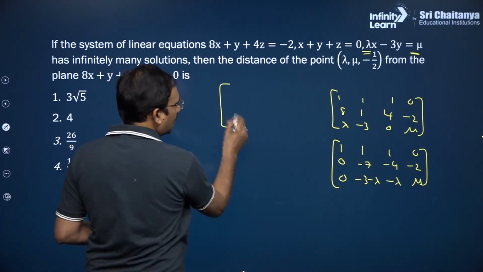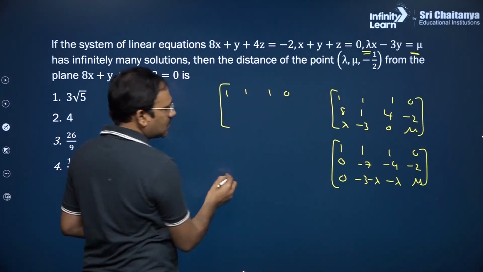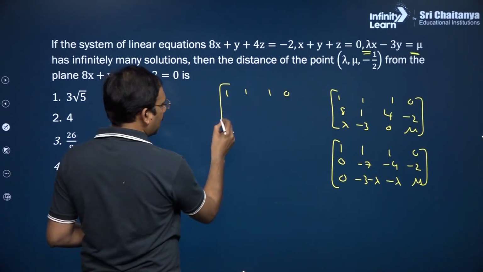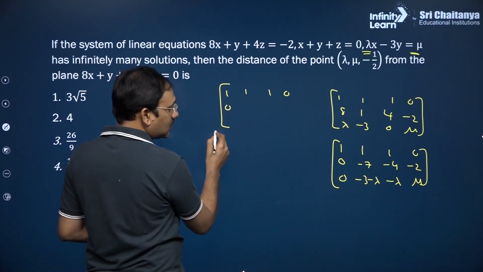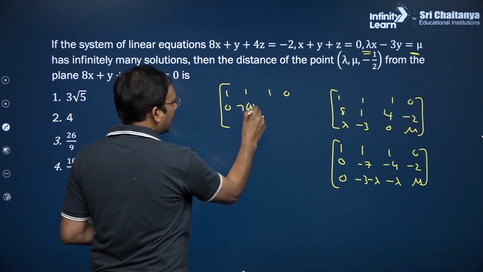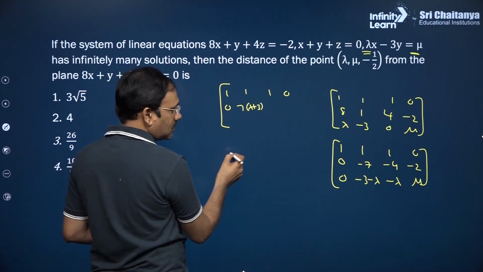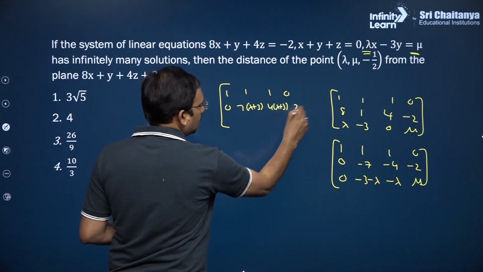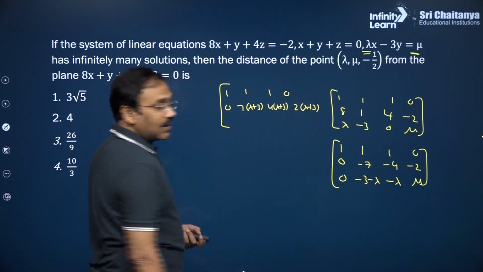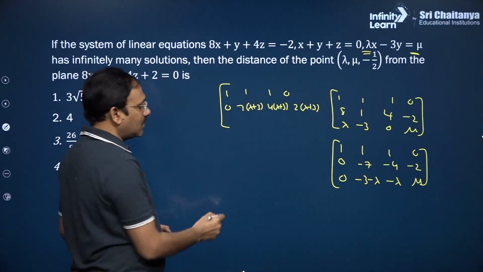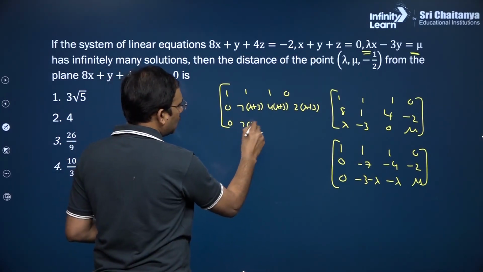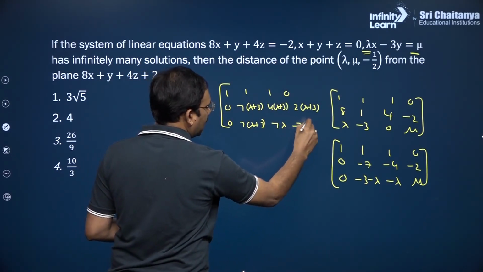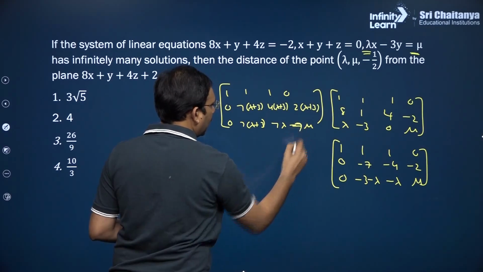So in the next step what I do is, let the first row be this, second row you multiply with minus 3 minus lambda, so that this becomes 0. This is 7 into lambda plus 3, and this is 7 into 4 into lambda plus 3, I can say this is 2 into lambda plus 3. In the same way, multiply the second row with minus 7, this is 7 into lambda plus 3, this is 7 lambda, this is minus 7 mu, my dear friends, minus 7 mu.